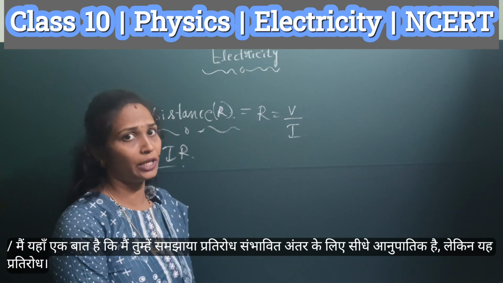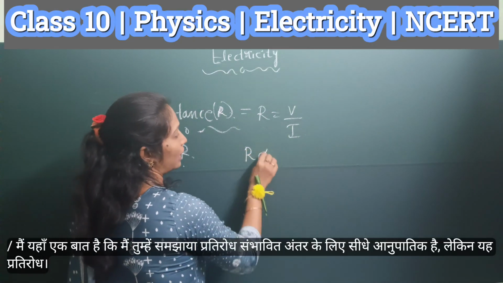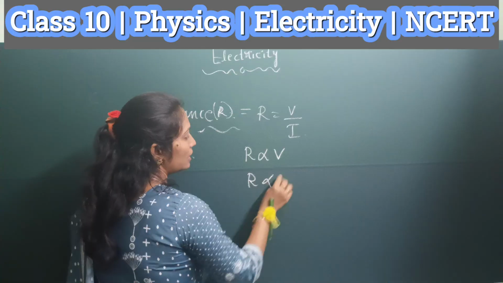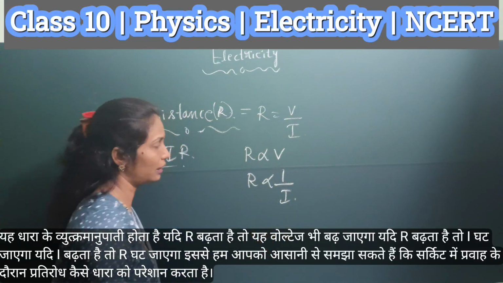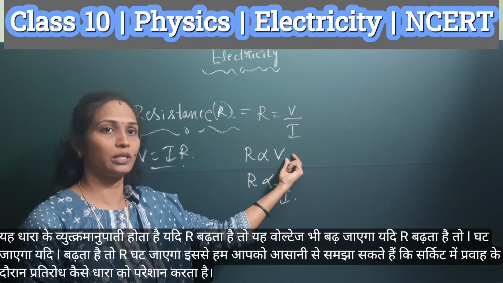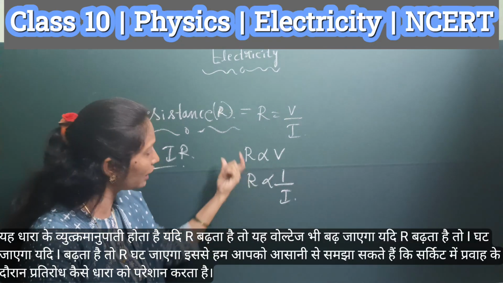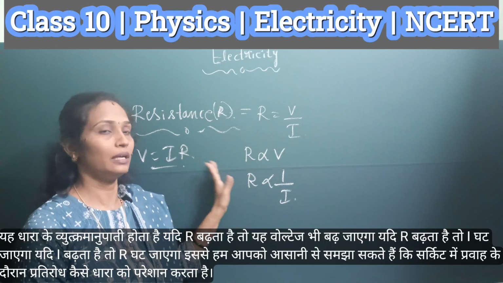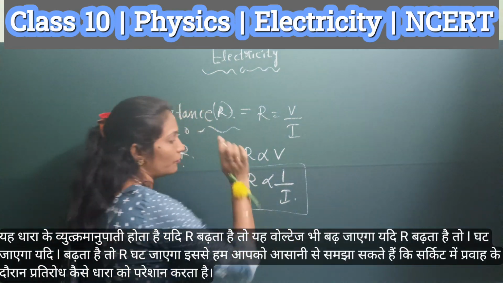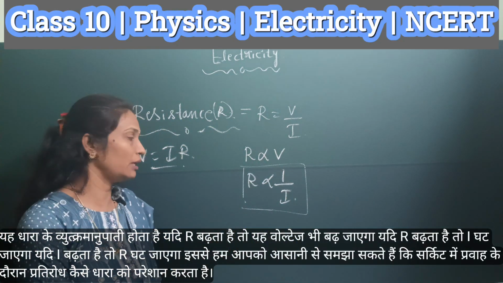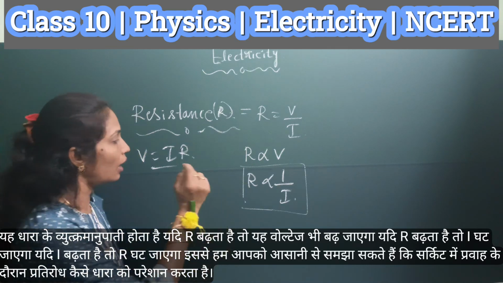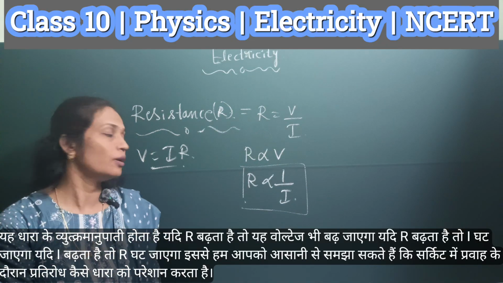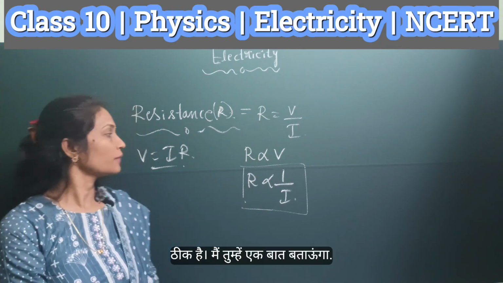Here, one thing that I explained: resistance is directly proportional to the potential difference, but inversely proportional to the current. If R increases, the voltage will also increase. If R increases, I will decrease. If I increases, R will decrease. From this, we can easily tell how resistance disturbs current during the flow in the circuit.